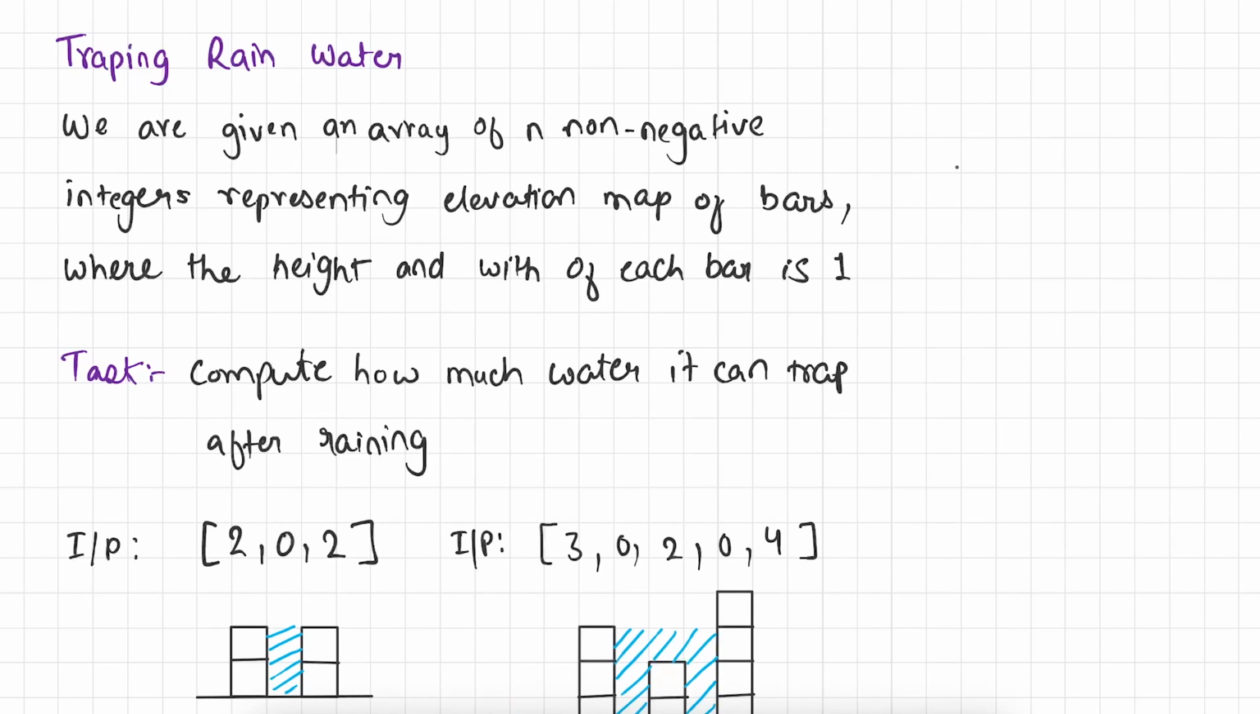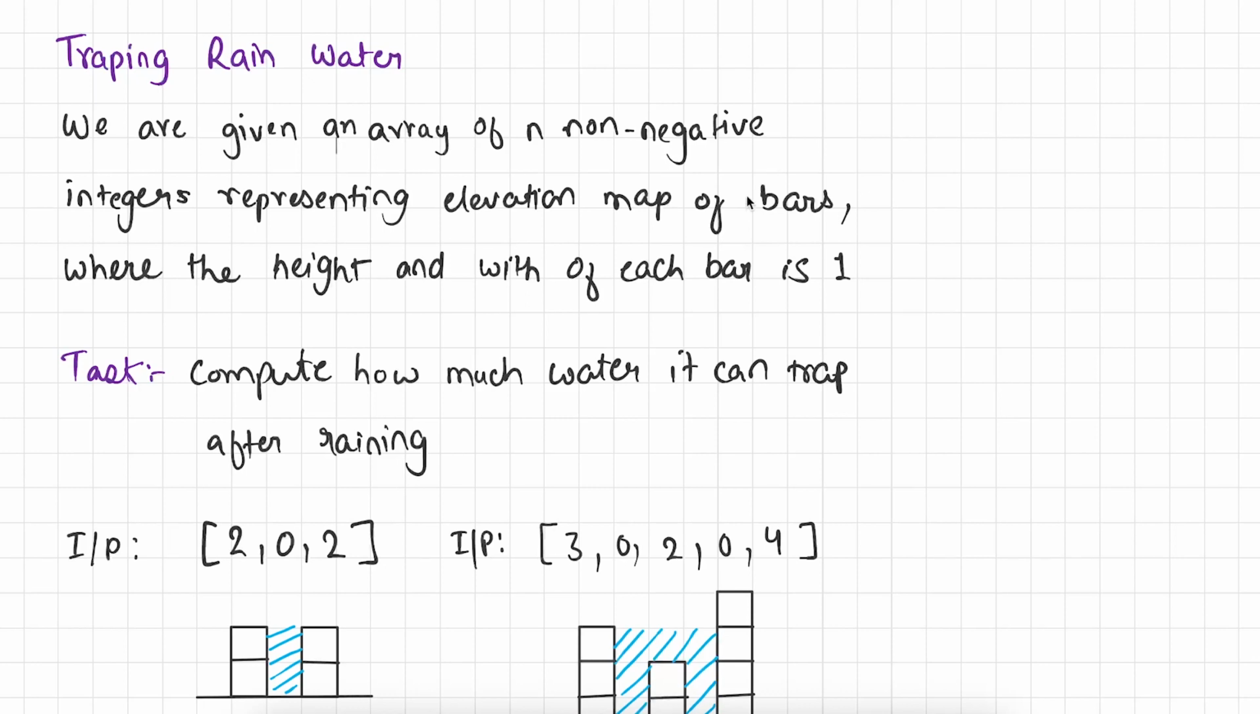So let's get started. Alright, let's first read this problem. The problem says we are given an array of n non-negative integers representing an elevation map of bars where the height and width of each bar is 1. And here our task is to compute how much water it can trap after raining. So before we talk about the solution, let's understand this problem step by step.